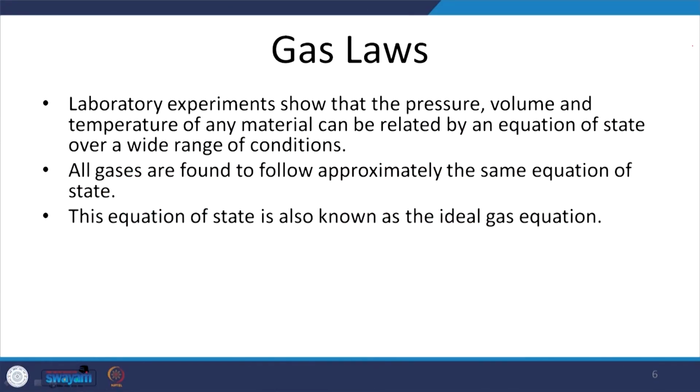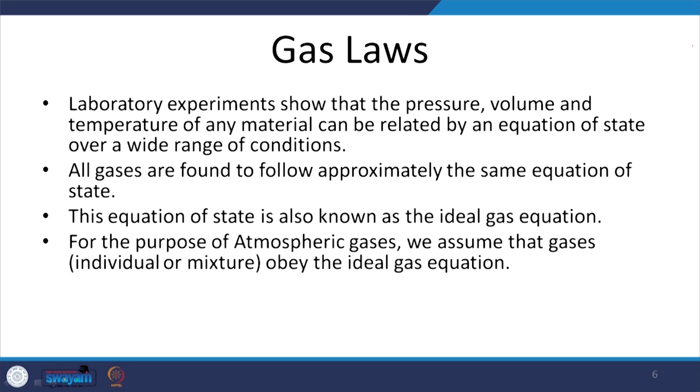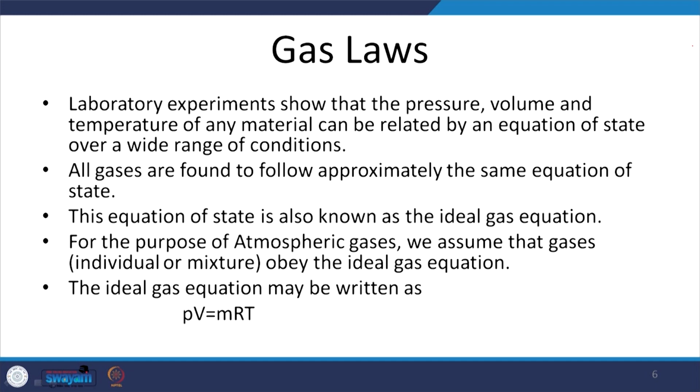So, this equation or this law is generally called the ideal gas equation. For the purpose of atmospheric gases, we assume that the gases obey the ideal gas equation, individual gases or mixture of gases. The equation is generally written as PV = mRT, right. This is the simplest form of the ideal gas equation, and every gas will obey this ideal gas equation naturally. There is no specific condition over which this gas law is valid. Naturally, they will all obey this, right.